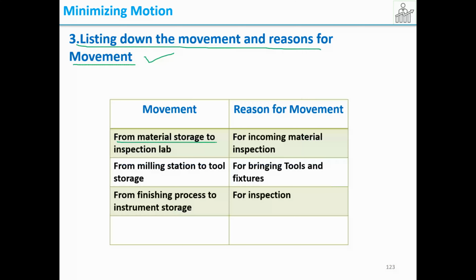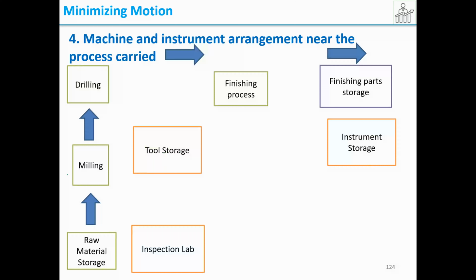Then listing down the movement and reasons for movement, why they are moving. From material storage to inspection lab: what is the reason? For incoming material inspection, he is moving from the storage to the lab. Second is from the milling station to tool storage. Why? For bringing tools and fixtures. From the finishing process to instrument storage: for inspection, it goes to the instrument storage department.